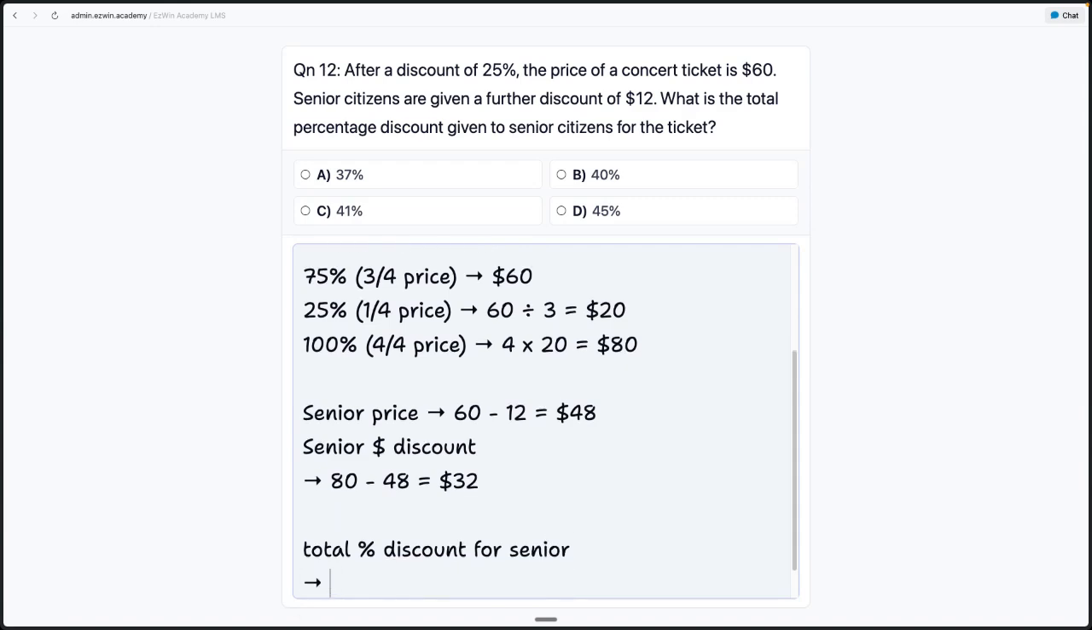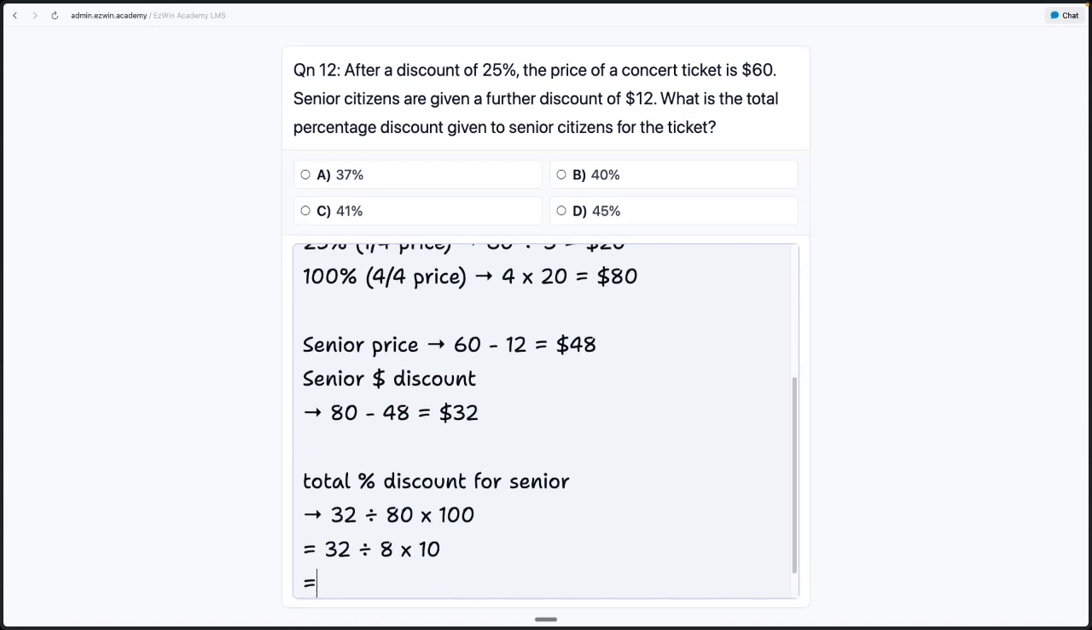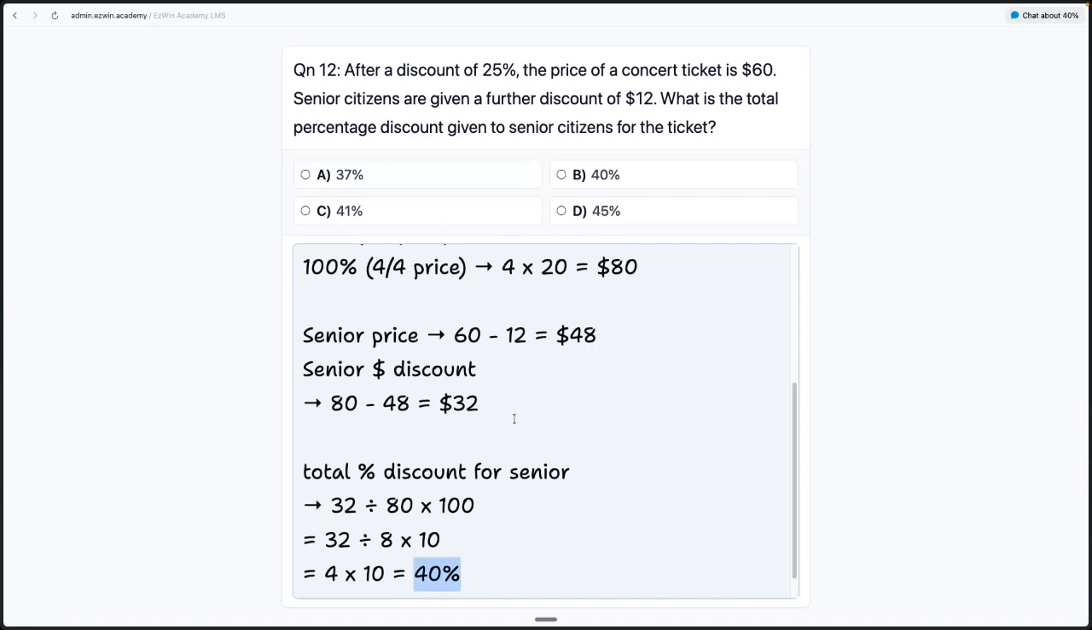is equal to 32 divided by 80 times 100. Okay, and we can cancel the zeros, right? Zero over here, zero over here, so it's 32 divided by 8 times 10. So 32 divided by 8 is 4, and then you times 10. This will give us 40%. That's what I see over here. There you go. So the answer is 40%, which is option B or option number 2.